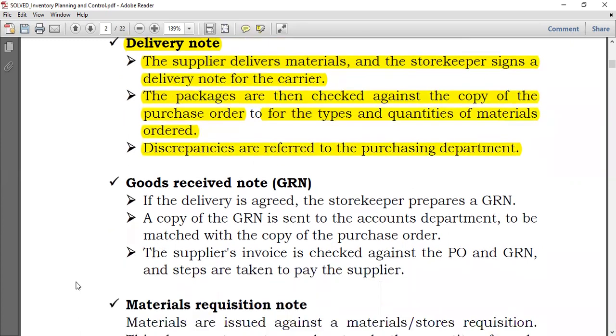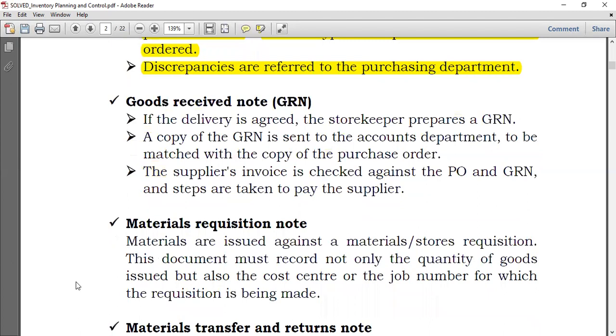And lastly, we have the goods received note, as well as the materials requisition note and the material transfers and returns note. Let's finish up with these documents, and then we'll go to the real topic. So I can have another document here called the goods received note. What is the goods received note? If the delivery is agreed, let's say the stores department has agreed the delivery, the storekeeper prepares the goods received note to acknowledge the receipt of the goods. A copy of the goods received note is sent to the accounts department, because the accounts department is the one who deals with the books, so the accountant needs to know what has really been received.